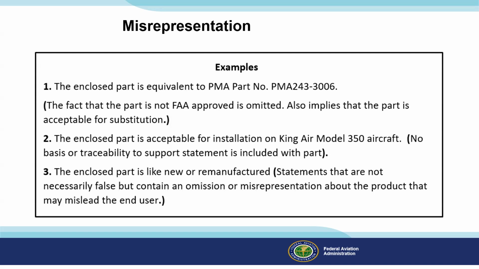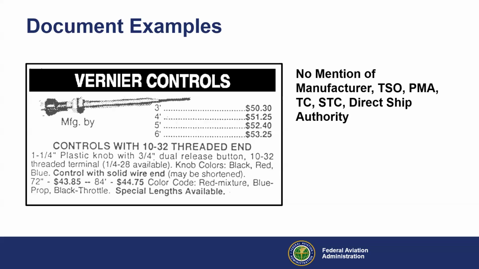Second one is the enclosed part is acceptable for installation on King Air Model 350 aircraft. There's no basis or traceability to support that statement with the part. And three, the enclosed part is like new or remanufactured. Here's a statement that's not necessarily false, but it contains an omission or misrepresentation about the product that could mislead the end user. Let's look at some of these examples from actual unapproved parts that, through the investigation, this is what they found.